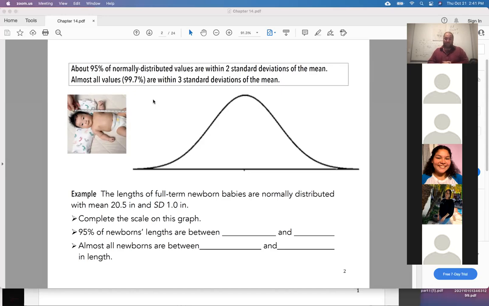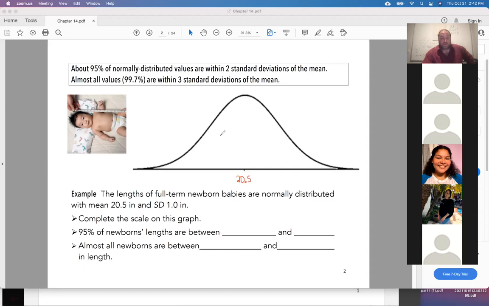It says the length of full-term newborn babies are normally distributed with mean 20.5 inches and standard deviation 1.0 inches. Complete the scale on the graph. So what number would I put right there in the center? What value? 20.5. Yeah, this number here is 20.5. It's the number right there exactly in the center.